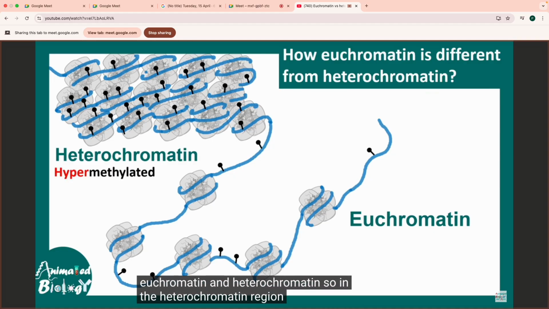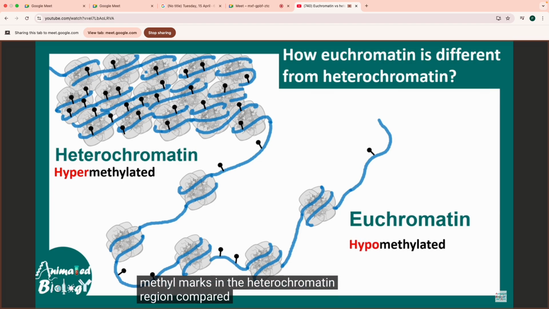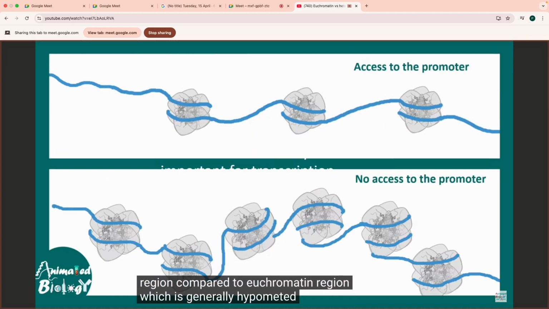Now let's look at the methylation mark and how they are different between euchromatin and heterochromatin. So in the heterochromatin region, one can see hypermethylation. There are so many methyl marks in the heterochromatin region compared to euchromatin region, which is generally hypomethylated.